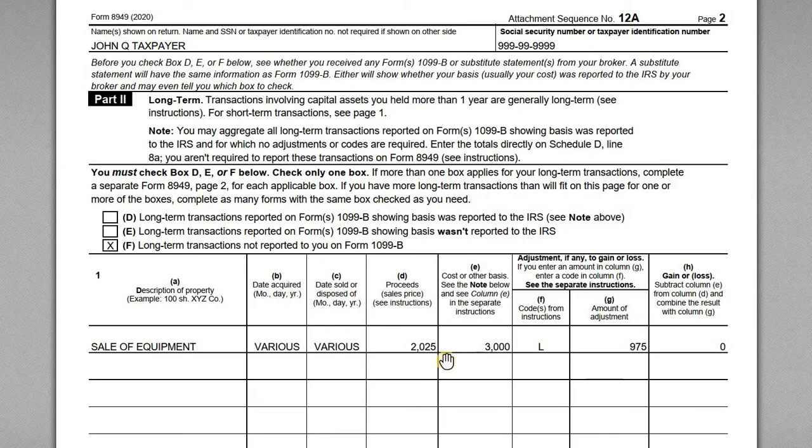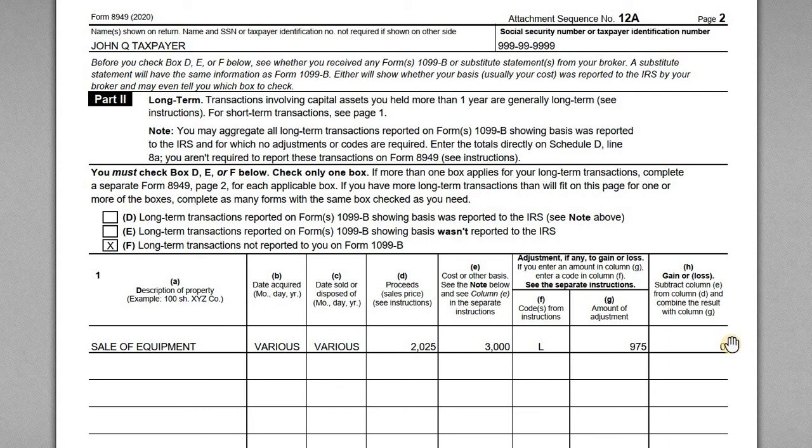And then the adjustment is the loss here, right? So he has a $975 loss here, but we're going to back out the loss because he's not going to be able to deduct it. So after you enter the adjustment of $975, the total amount of gain or loss resulting from this line item is going to be 0. So this is how John gets this reporting onto his tax return. But again, if you're taking a loss on personal use items, it's not going to be deductible for tax purposes.